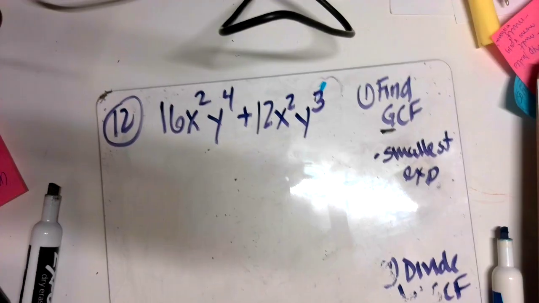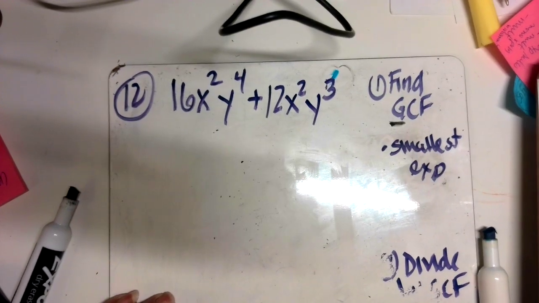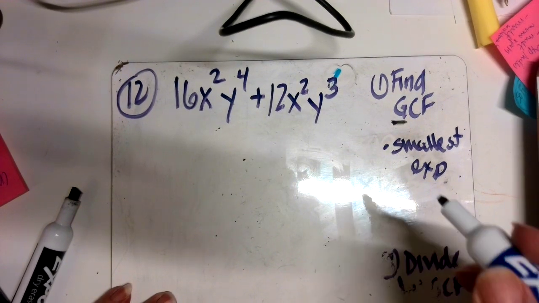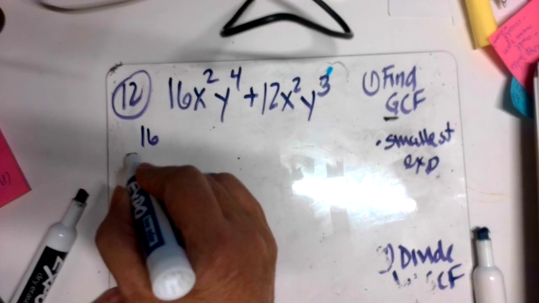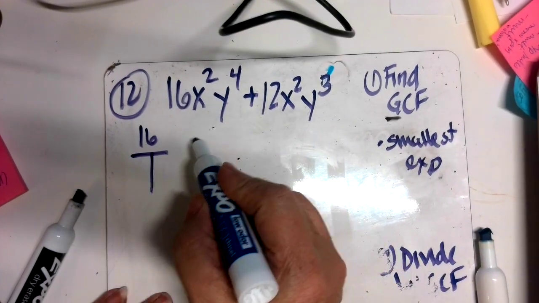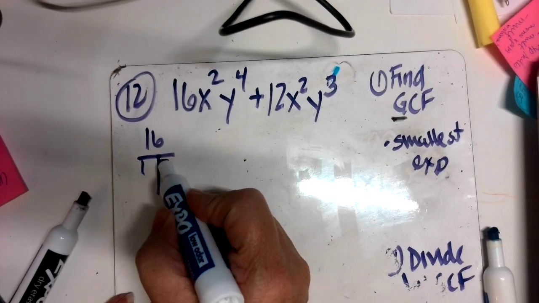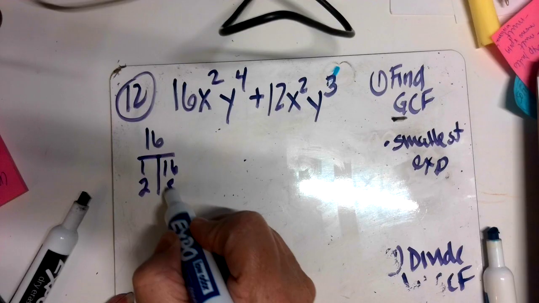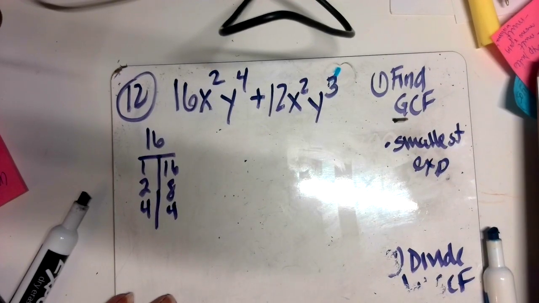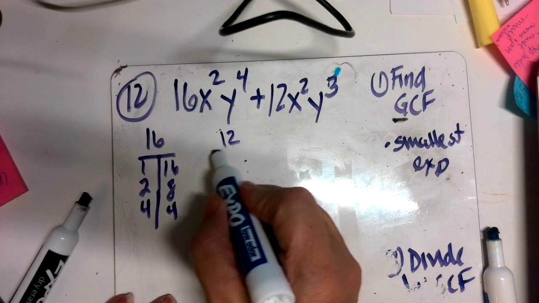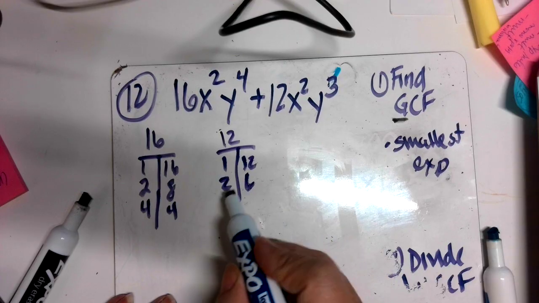And maybe we did this in class, but I'm going to redo it here. Okay, so the first step again, find the greatest common factor. And that's what we make the factor tables for. Okay, so 16, the factors are 1 and 16, 2 and 8, 4 and 4. Okay. Then for 12, 1 times 12, 2 times 6, 3.